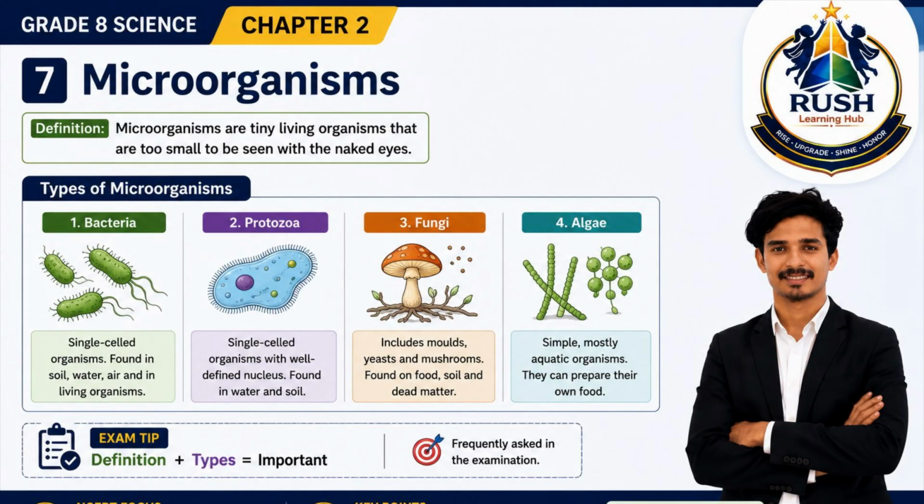Bacteria are single-celled organisms found in a variety of environments. Protozoa are microscopic organisms with a well-defined nucleus. Fungi include organisms such as yeast and molds. Algae are simple organisms that can prepare their own food through photosynthesis. Students should remember both the definition and the major groups of microorganisms because these are very important examination topics.